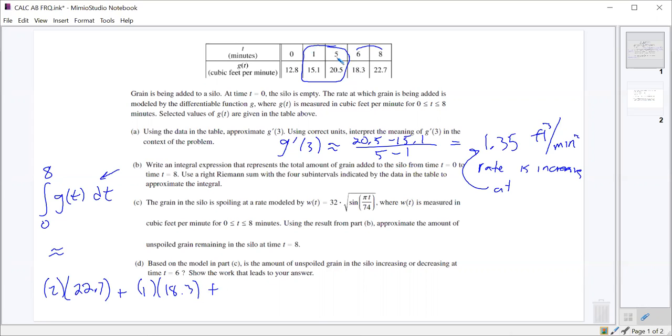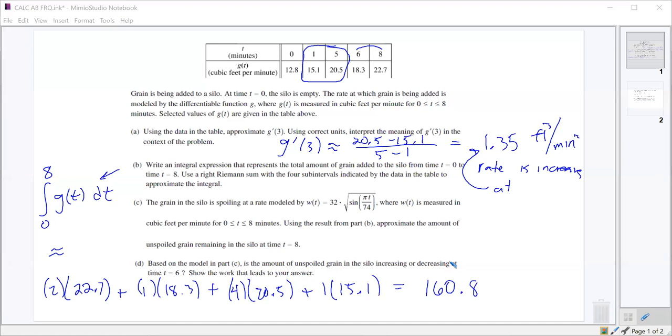Next one should be 4 units from 5 to 1 with a height of 20.5. And then the last one should be 1 unit from 1 to 0 times the 15.1. And I don't know, what did that come out to be? Looks like that came out to be 160.8. Yeah. And if it asks for units, it doesn't, but that'd be cubic feet of grain.